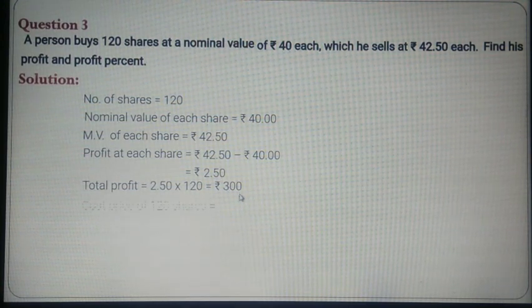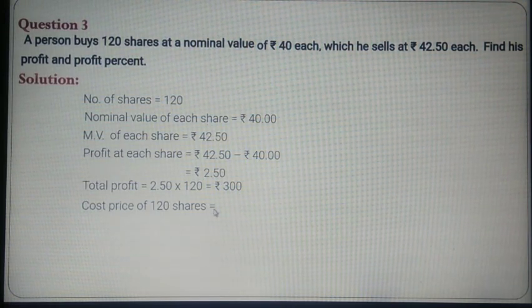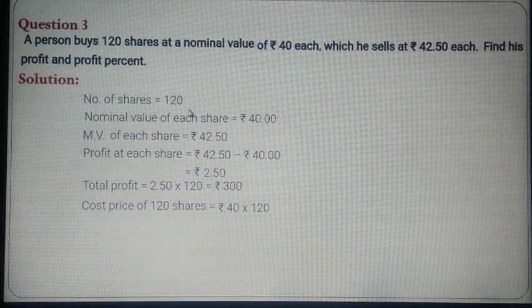Now let us see what is the cost price of 120 shares. The cost price of 120 shares will be nothing but 120 into 40, right? Because this is the nominal value of one share, but there are 120 shares available. So my total cost price will be rupees 4,800.